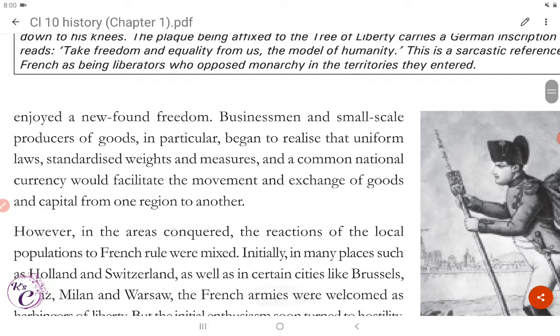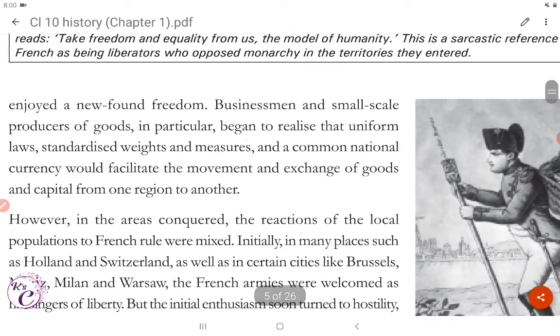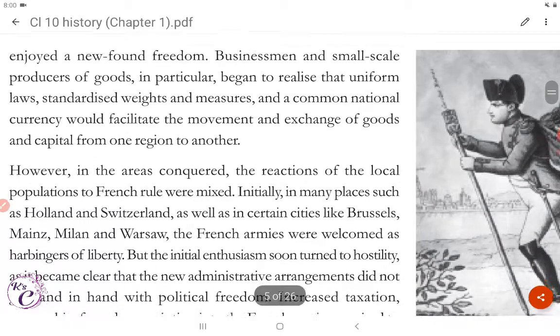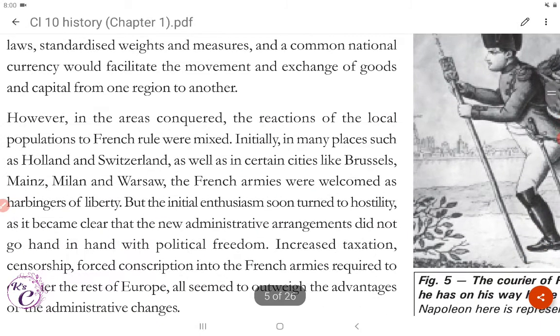Businessmen and small-scale producers of goods in particular began to realize that uniform laws, standardized weights and measures, and a common national currency would facilitate the movement and exchange of goods and capital from one region to another. However, in the areas conquered, the reactions of the local populations to French rule were mixed.